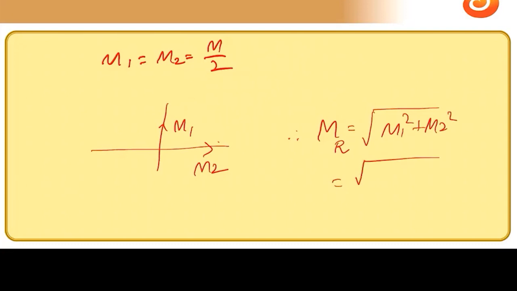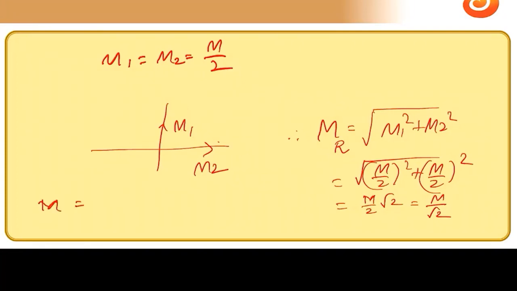That is root of (M by 2) whole square plus (M by 2) whole square. Or this is nothing but M by 2 root 2, or M by root 2. This is the magnetic moment. And how to find out the magnetic moment? Magnetic moment is equal to pole strength into pole separation.